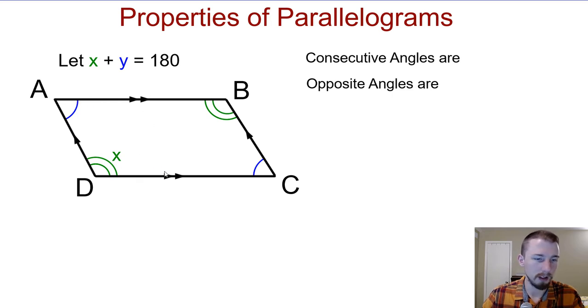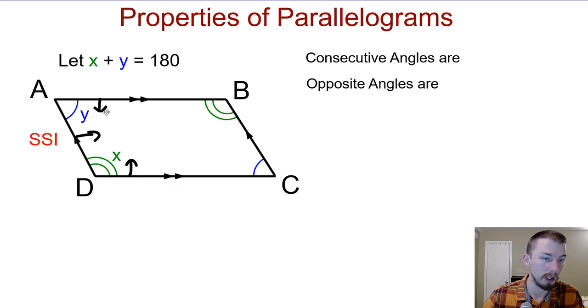If we have parallel lines here, and AD is our transversal, then these two angles would be same side interior, right? They're on the same side of the transversal, both on the right side, and they're on the interior of the parallel lines. If they are same side interior, then they're supplementary. We said the supplement of x is y, so this angle up here would have to be y.